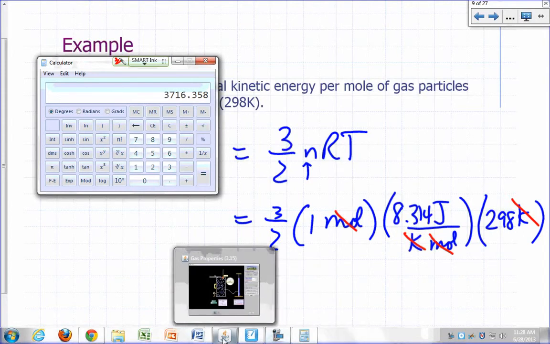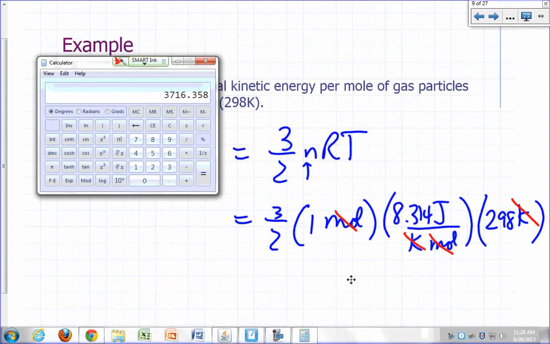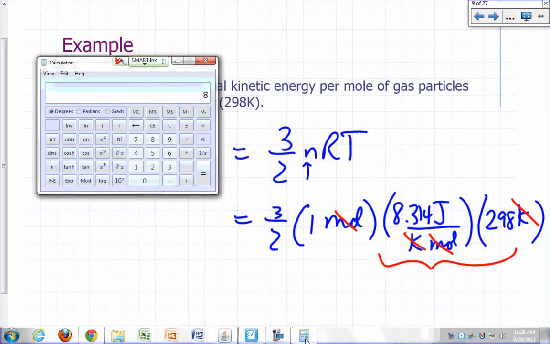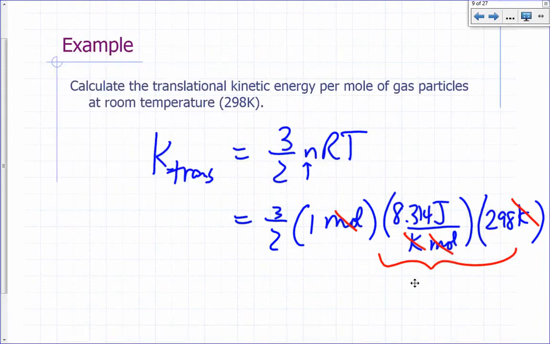That's 3,716 joules. Okay. Let me do this. I'm going to calculate RT first because this is something you'll see a lot. So 8.314 times 298, that's 2477. So that's going to be 2.48 if you're doing 3 sig figs, 2.48 kilojoules. This is 2.48 kilojoules per mole.